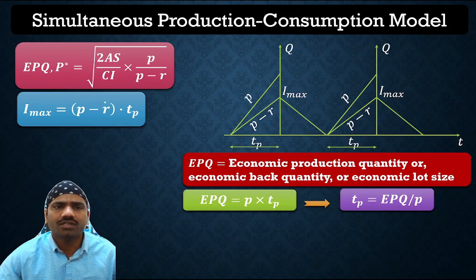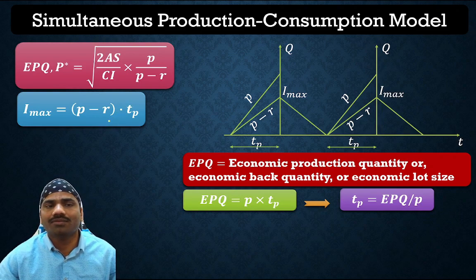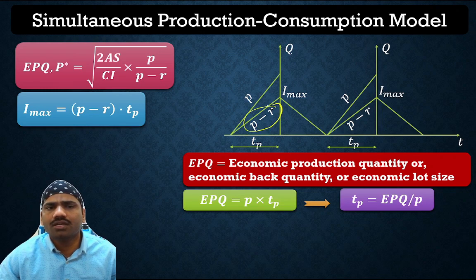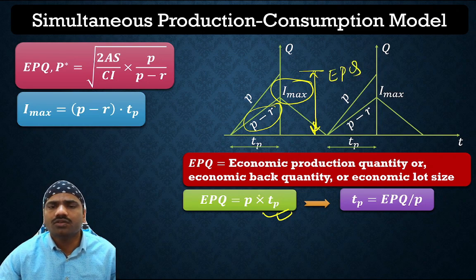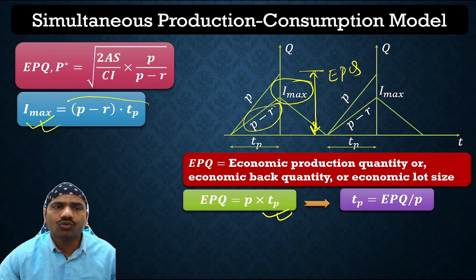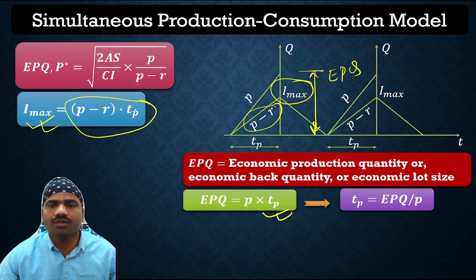So we have the maximum inventory formula also. How much maximum inventory are we going to store? That maximum inventory is P minus R into TP. Like we get EPQ by the formula P into TP, in the same way we can find I max by P minus R into TP. So I max is nothing but the maximum inventory we are going to store, which we can find by the formula P minus R into TP.